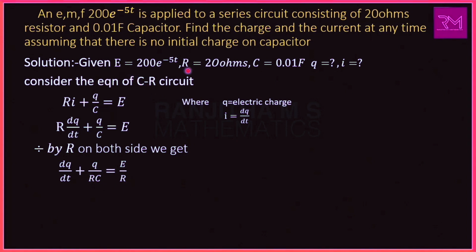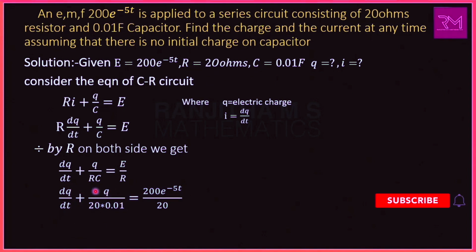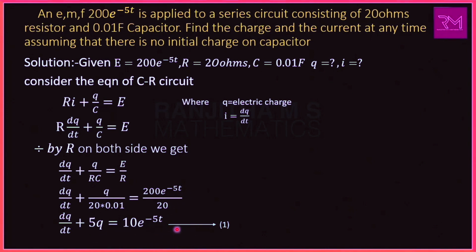Also, they have given the E value, R value and C value. Substitute all the values here. We get dQ by dt plus Q by (20 into 0.01) equal to 200e^(-5t) divided by 20. So we get dQ by dt plus 5Q equal to 10e^(-5t). Now we can conclude this is a linear differential equation. So consider this as equation number 1.